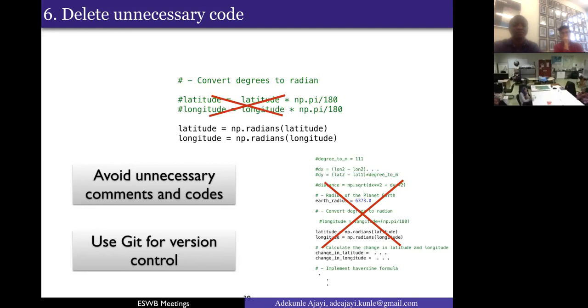So if you don't understand this concept now, it's very understandable. It's fine. It's all right. By the time I go through the talk with Git for version control, that will be very clear to you. But the message here is that don't leave any line of code that you don't need in your script. Delete it. Make your script clean, easy, and easy to understand.